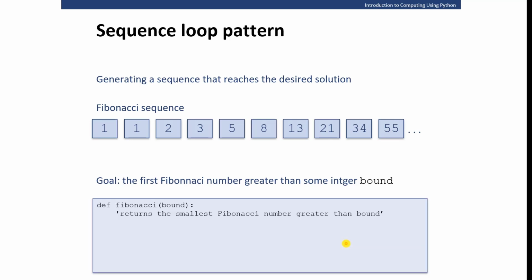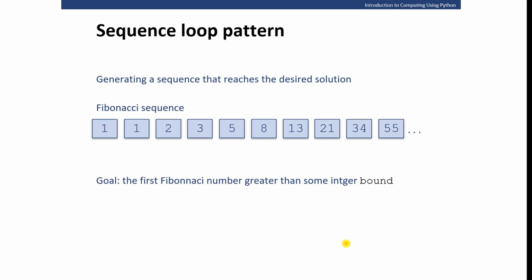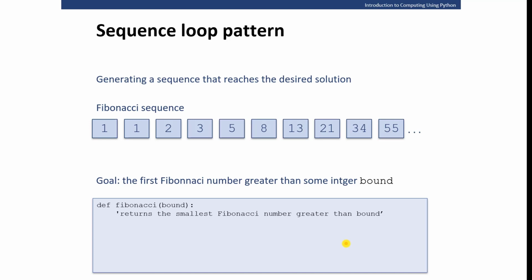So long story short, our goal here is to build a function. This function will take a number, and this number will represent a bound, and we would like to find the smallest Fibonacci number that is greater than the bound. If we call Fibonacci 15, what does that mean? It will return the smallest Fibonacci number greater than 15, which is 21.